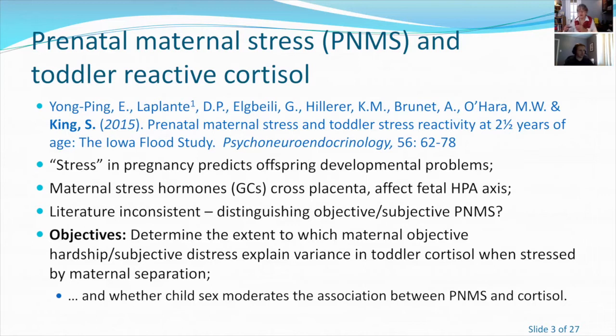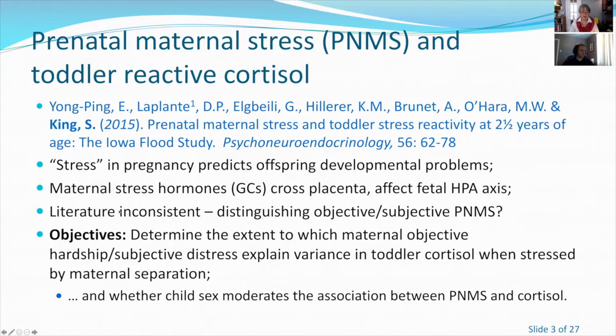So her distress, if you will. So the objectives of Aaron's study were to determine the extent to which maternal objective hardship and subjective distress might explain variance in toddler cortisol when stressed by being separated from their mothers, so maternal separation.